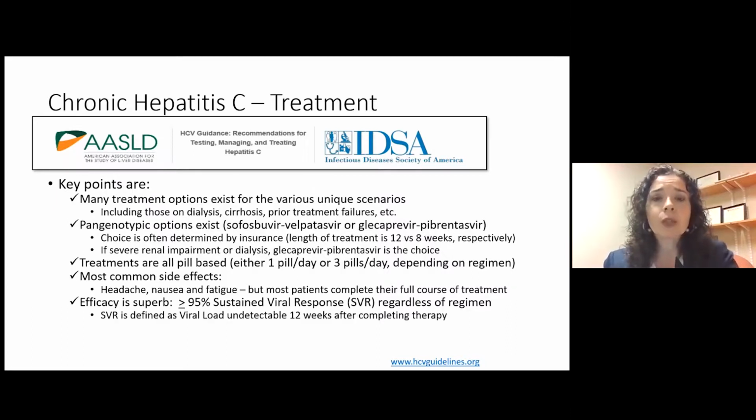The efficacy is superb for all of these agents. I usually quote a number of about 95% or higher for a sustained viral response, regardless of which regimen you use. It may even be higher than that, but I never want to say 100% for patients because it's not always that every patient responds. SVR is defined as a viral load that's undetectable 12 weeks after completing therapy. So only then are patients considered cured of hepatitis C.